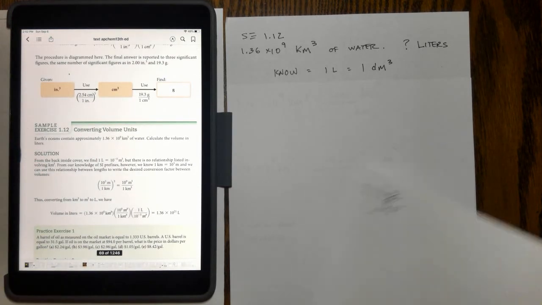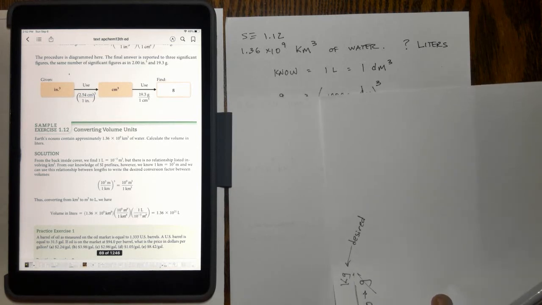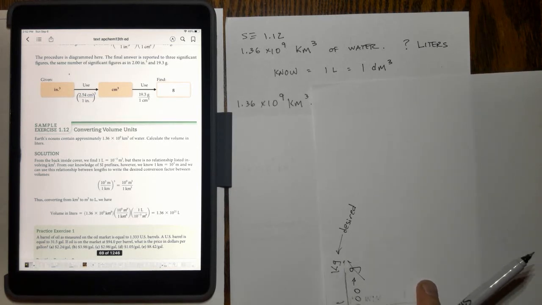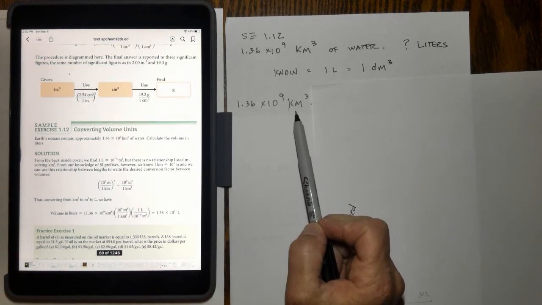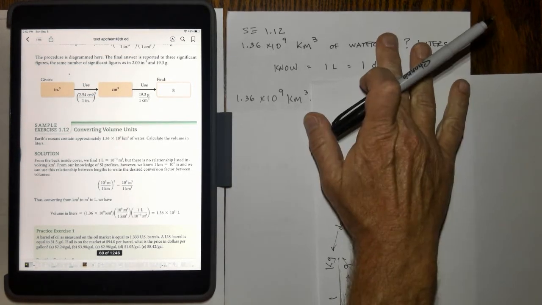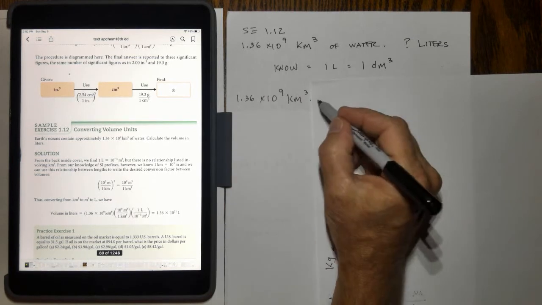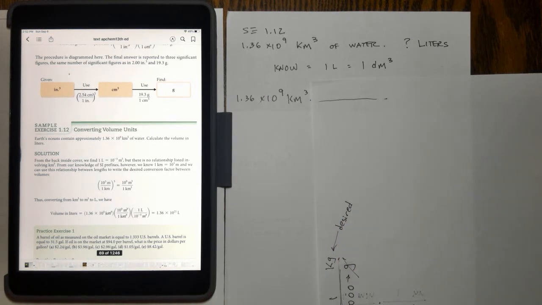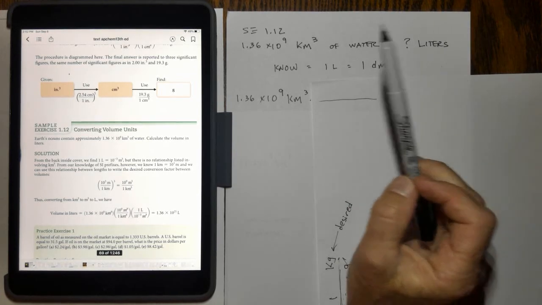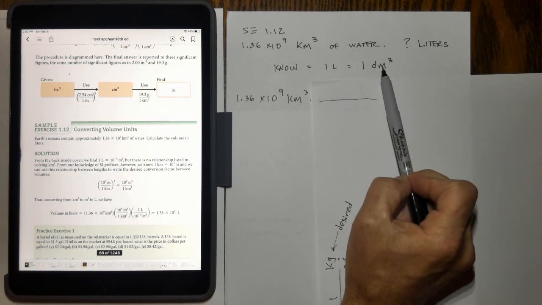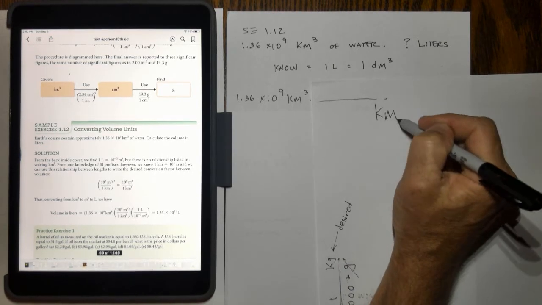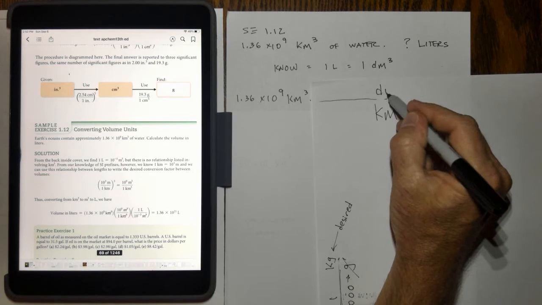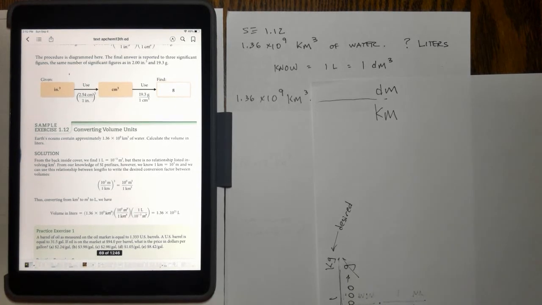First of all, write down the substance that you have and its units to start with. So way on the left-hand side, 1.36 times 10 to the 9th kilometers cubed. Put that down way on the left-hand side of your paper where the red line goes down. Put a multiply sign, put a line. All right, next step, since we're going from kilometers to decimeters, just write that first. Put km in a position where it's going to cancel. Put dm as your new set of units.